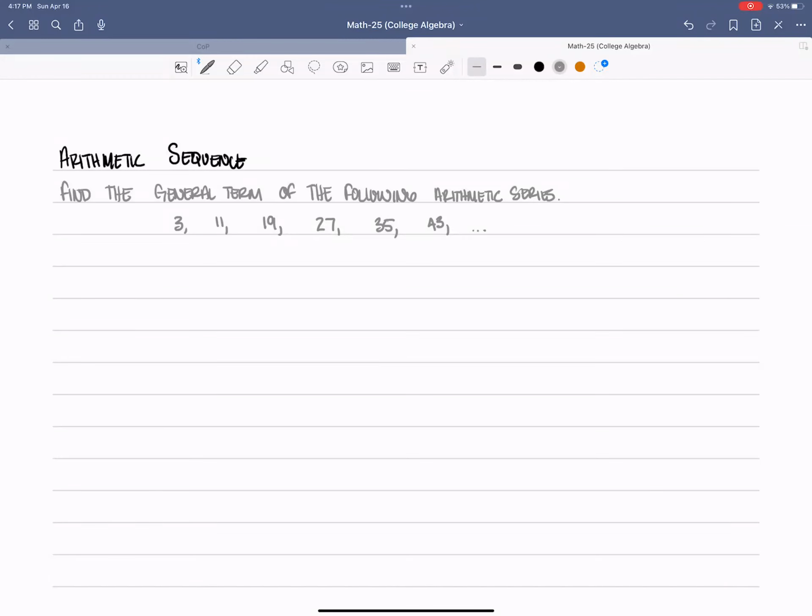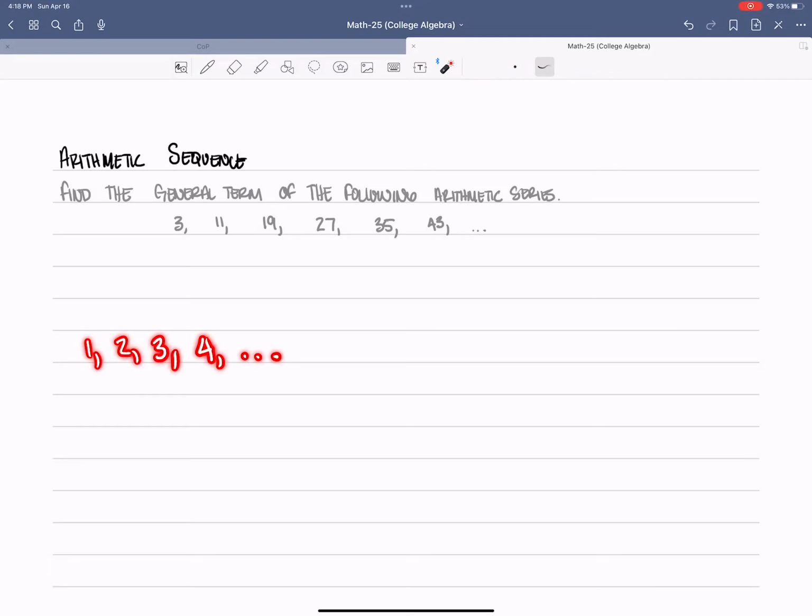Chapter 9, we're going over sequences and series in this chapter. So what we're going to do is just get an example of each different situation. So arithmetic sequence, what a sequence is, is a sequence of numbers. One of the easiest ones that we could think of is the counting numbers. So 1, 2, 3, 4.